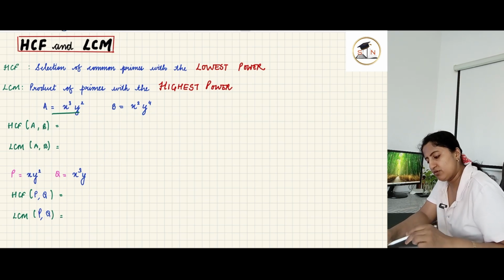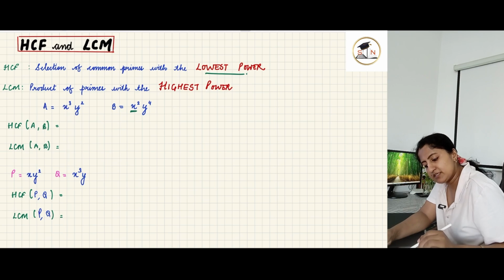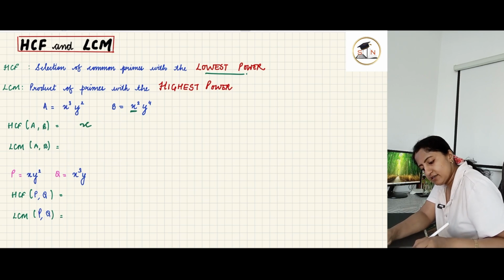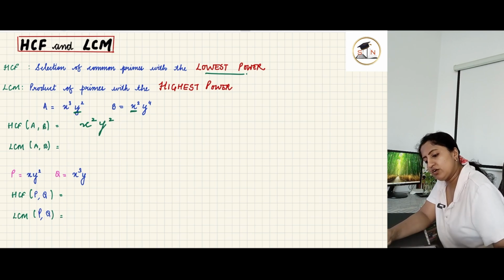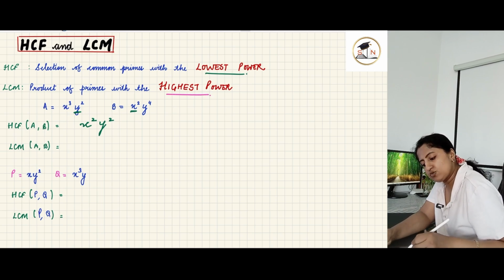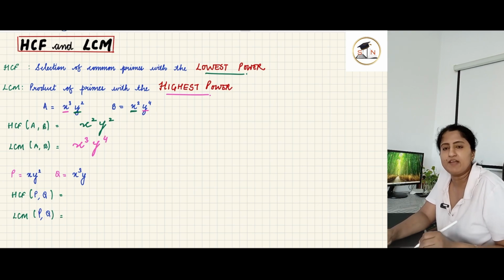Now, as we know that I have already told over here that HCF is the lower power, right? So the lower power of x is x square amongst these two. So we will write that x square and y. Y is the lower power, so we will write that. Now, talking about LCM, it is the highest power. So, in these two cases, x cube is the highest power and y square is the highest power. So, that easily we have been able to conclude about the HCF and LCM.